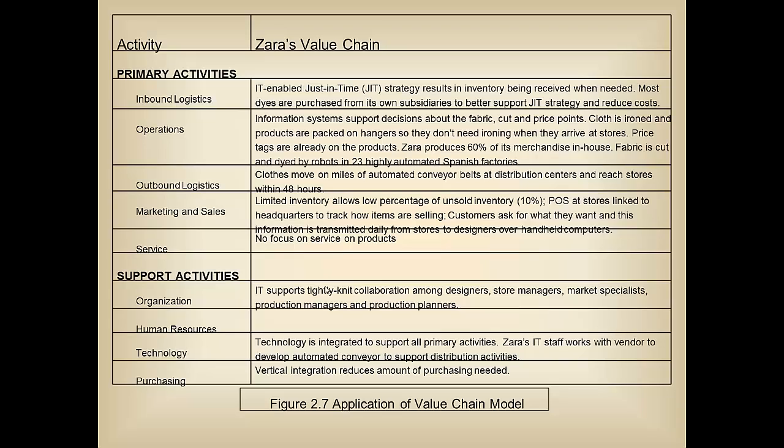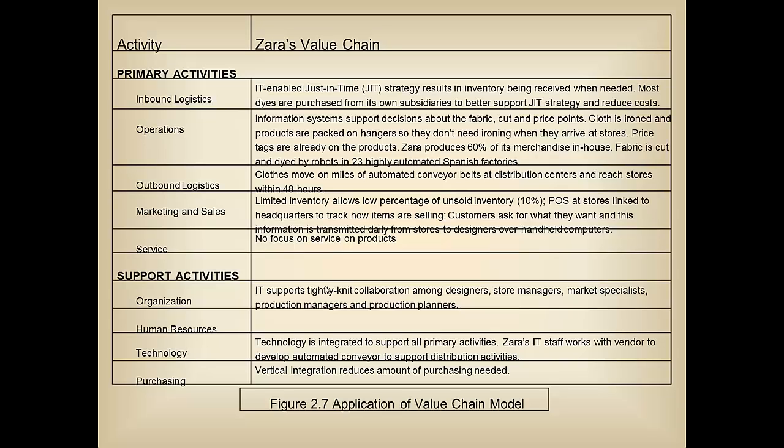Let's go down to the technology one. Technology is integrated to support the primary activities that Zara is focused on. So what's Zara's business strategy? We've talked about it, and we know what the company does. They make clothing, and they have a strategy to design low cost, high fashion clothing that is not of the highest quality. So that's what they're doing.